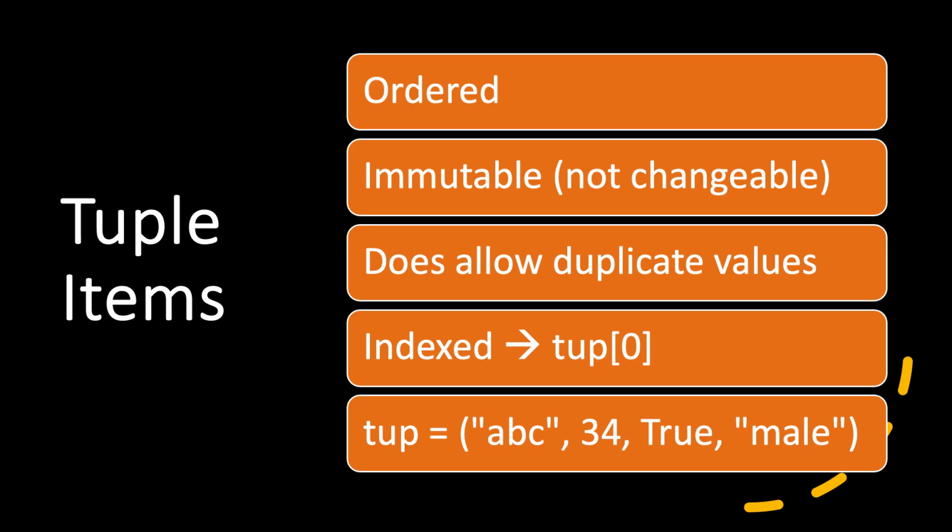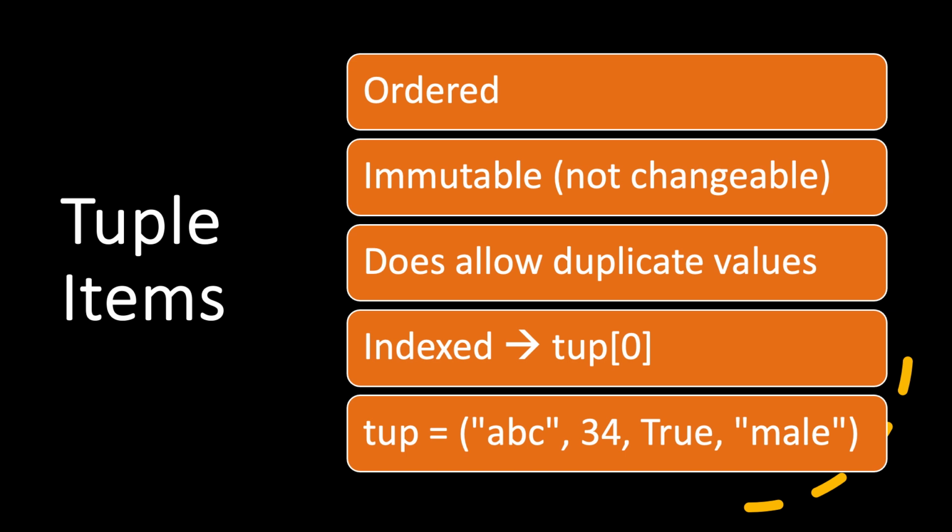Now, tuple items are ordered, they allow duplicate values, and they are unchangeable. Now again, the fancy word for unchangeable is called immutable. So once the tuple is created, it cannot be changed, meaning that we cannot update, we cannot add or remove items after the tuple has been created.